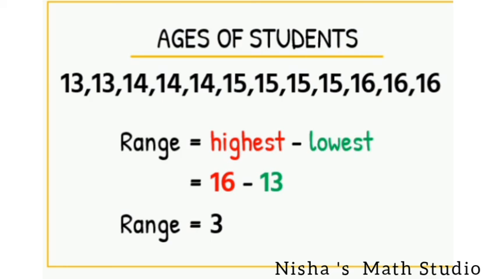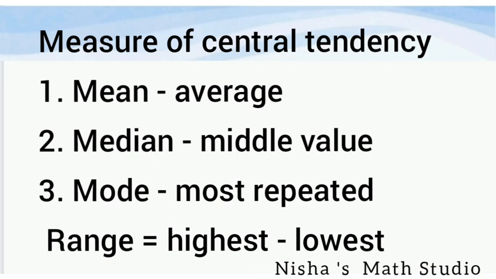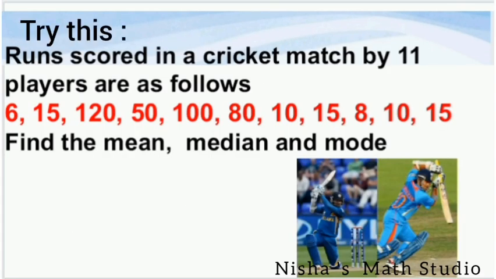So in today's video, you have learned the measures of central tendency. Mean is the average, median is the middle value, but remember, after arranging it in ascending or descending order, mode is the most repeated value and range is calculated as highest minus the lowest score. Now find the mean, median and mode for the runs scored in a cricket match by 11 players which are given here.